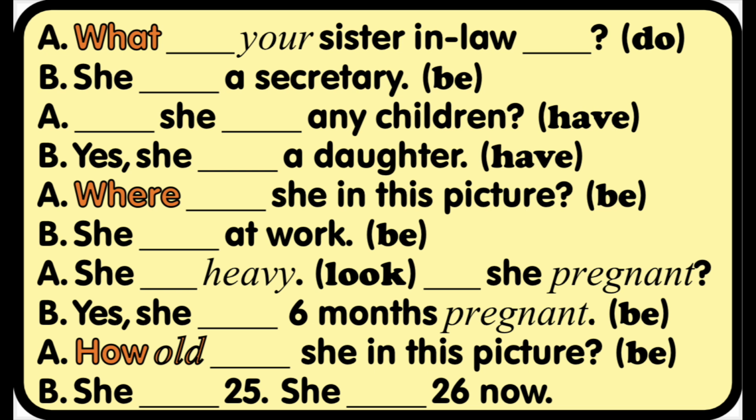What does your sister-in-law do? She's a secretary. Does she have any children? Yes, she has a daughter. Where was she in this picture? She was at work. She looked heavy. Was she pregnant? Yes, she was 6 months pregnant. How old was she in this picture? She was 25. She's 26 now.